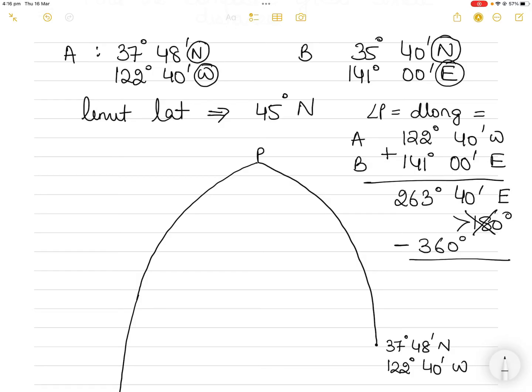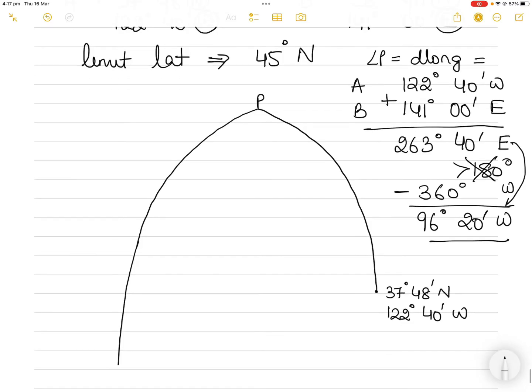Let me do it on my calculator. 360 degrees minus 263 degrees 40 minutes. I get 96 degrees 20 minutes. And I reverse the direction. I make it west. So that means I am close to the anti-meridian. So if I am west, I will come on the right side. And if I am east, I will come on the left side.